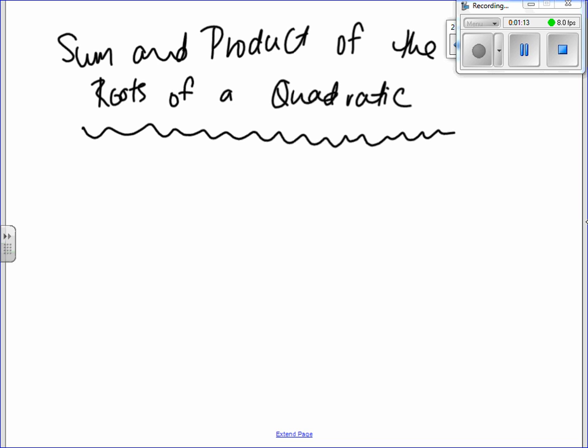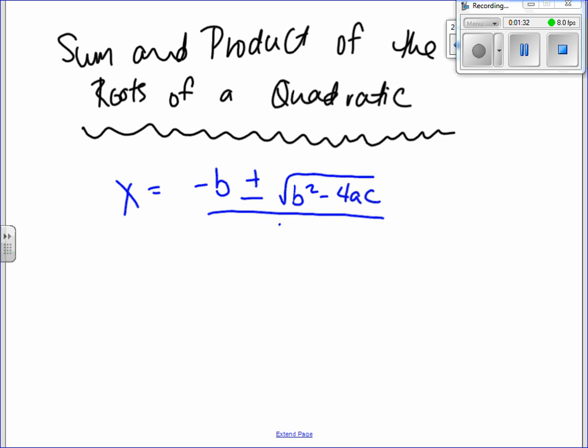And remember, the quadratic formula, which is not given to you on your reference table for the Regents exam, is x equals negative b plus or minus, so it gives us two possible roots, the square root of b squared minus 4ac, and all of that is over 2a. Okay, so this gives us two possible roots. There's the plus version and the minus version. Two possible roots.